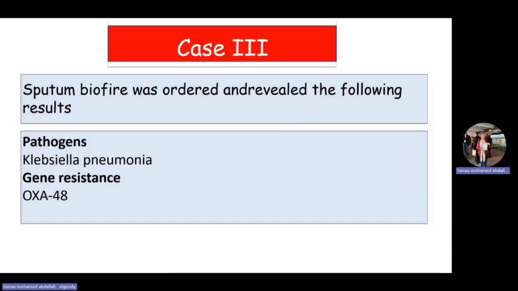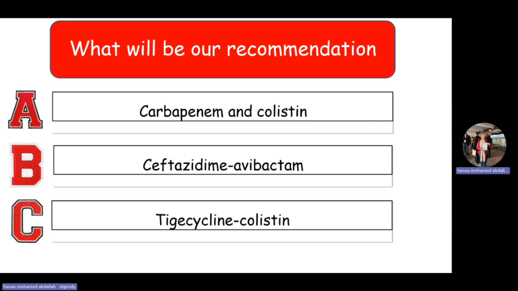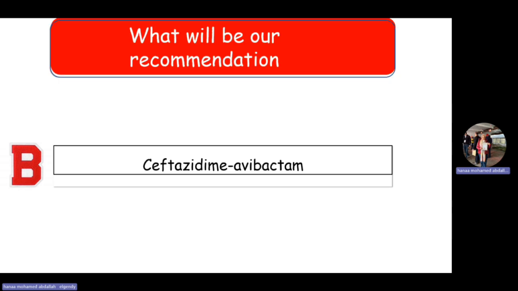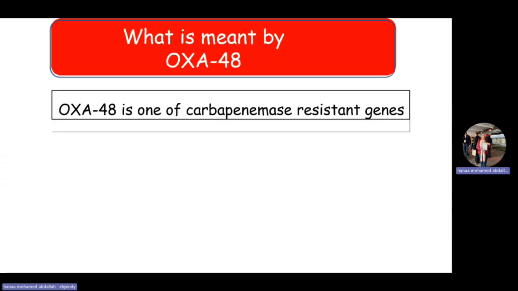So in case 3, a sputum biofire was ordered and revealed the following results: pathogen Klebsiella pneumoniae and the resistance gene OXA-48. So should we go for carbapenem and colistin, or ceftazidime-avibactam, or tigecycline-colistin? The biofire revealed OXA-48, which is sensitive only to ceftazidime-avibactam. So we have to give ceftazidime-avibactam without combination.